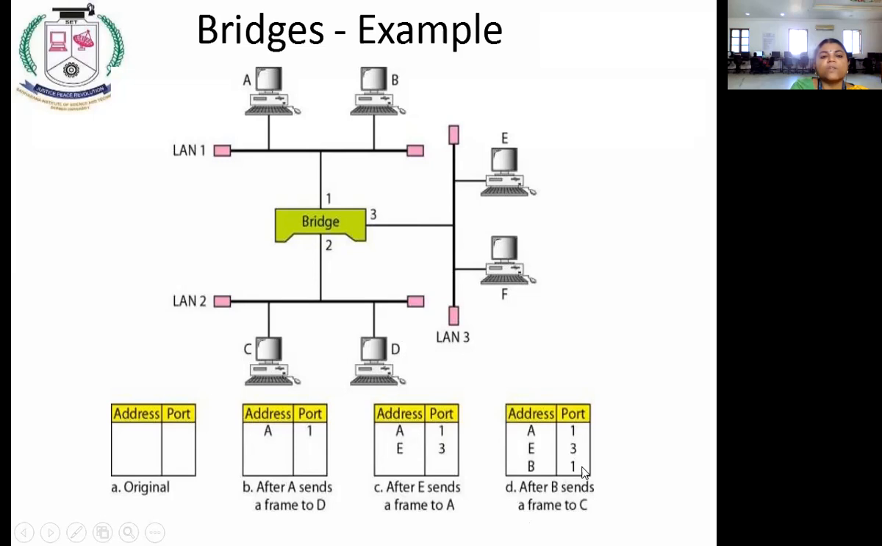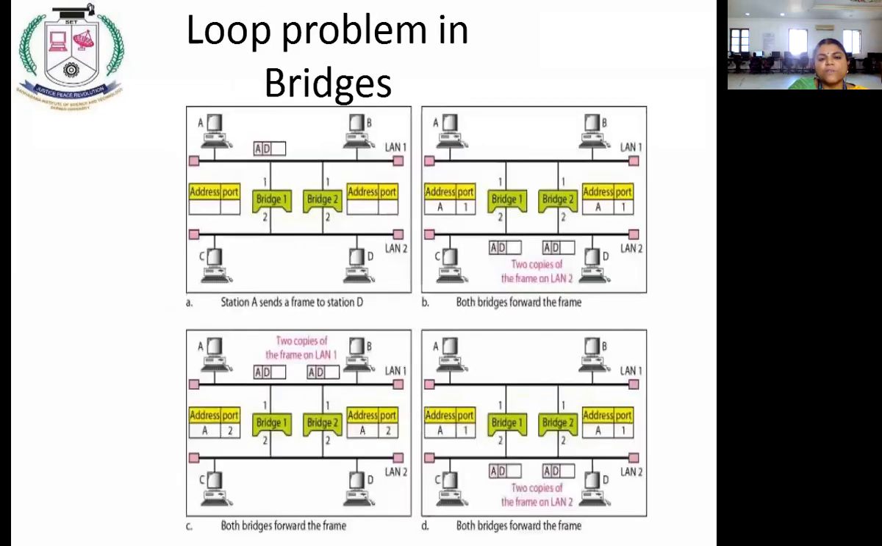At one point of time, the bridge gets the information about all the devices and their addresses, and to which port they are associated. The bridge constantly updates itself. It has an algorithm which is followed in this device, so that it is possible for the bridge to update itself based on the frames that it is receiving, as well as the frames that it is sending. So this is how a bridge table is updated by bridges.